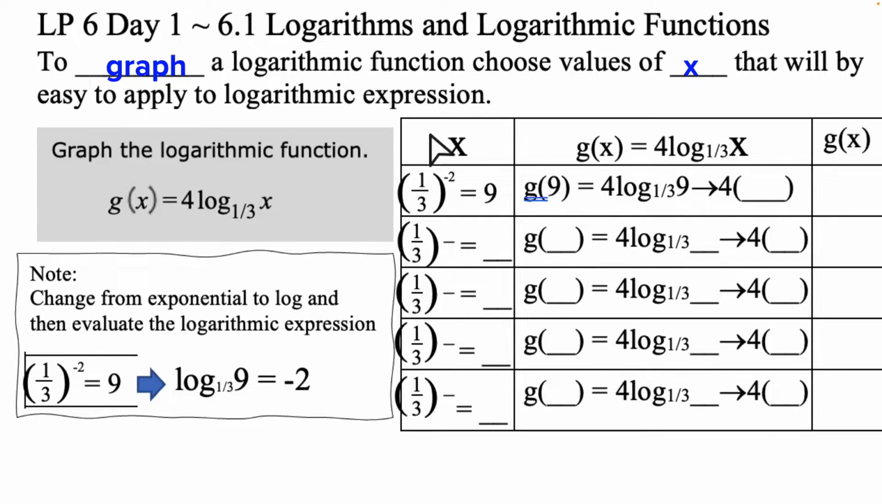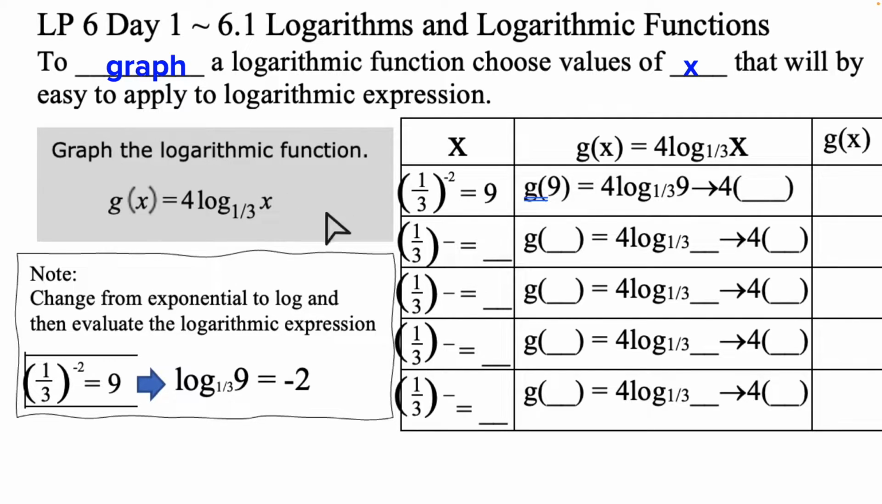I did create this chart for the notes page just to help understand how to fill it in. Of course, when you're doing this on your own, you'd have to create your own chart. I definitely suggest that you create a chart and keep yourself organized so that you can follow along. This one is telling us to graph the logarithmic function g of x equals 4 log base 1/3 of x. So this is what we're going to graph.